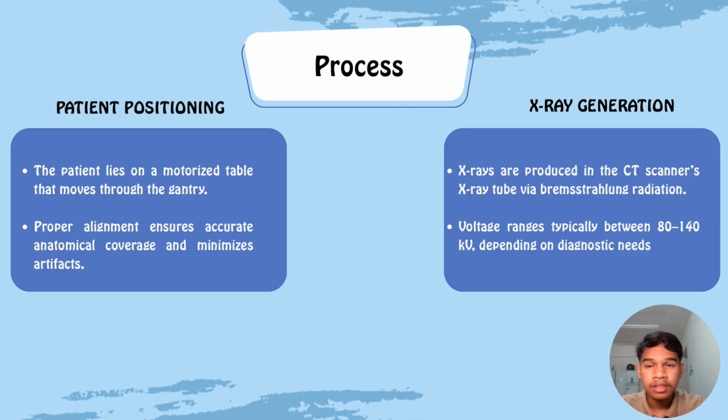First, the patient positioning process. The patient lies on a motorized table that moves through the gantry. Proper alignment ensures accurate anatomical coverage and minimizes artifacts. And then for the X-ray generation process, X-rays are produced in the CT scanner X-ray tube via Bremsstrahlung radiation. Voltage typically ranges between 80 to 140 kV, depending on diagnostic needs.